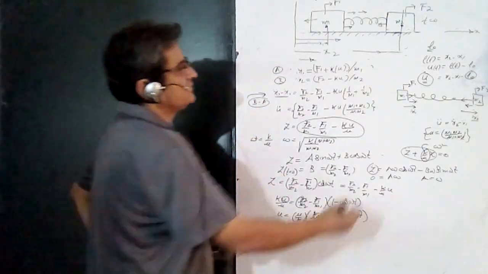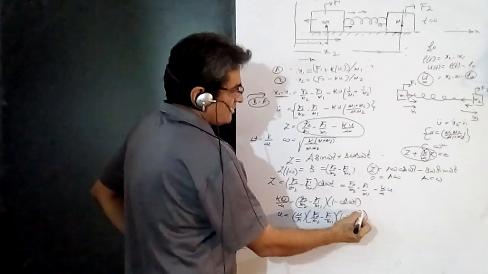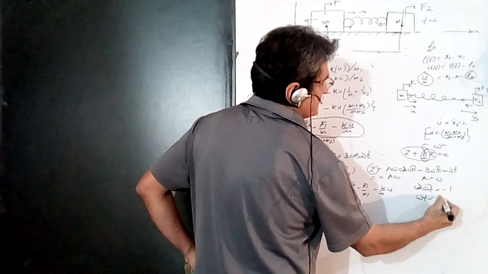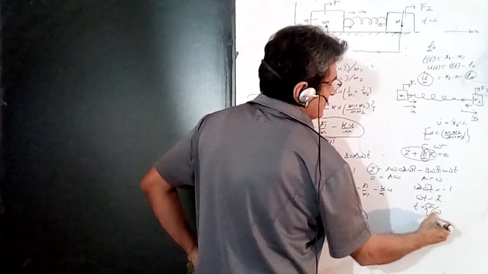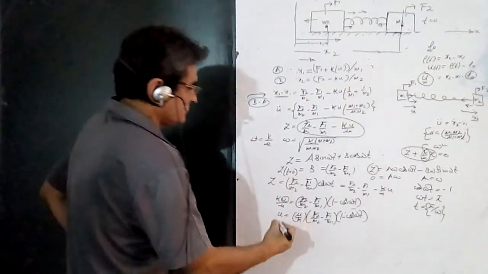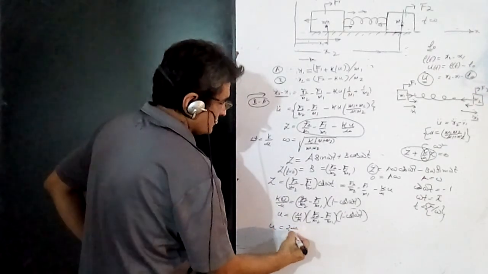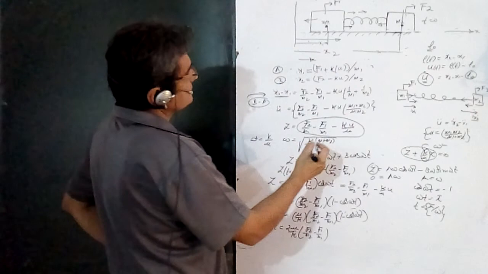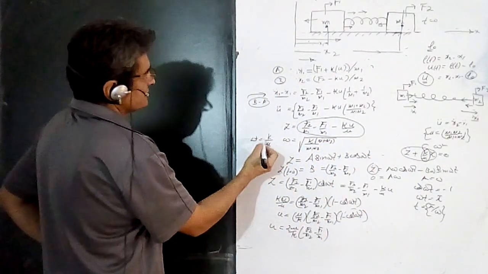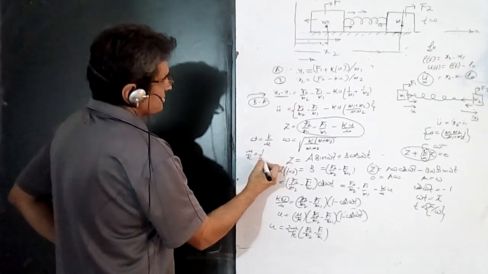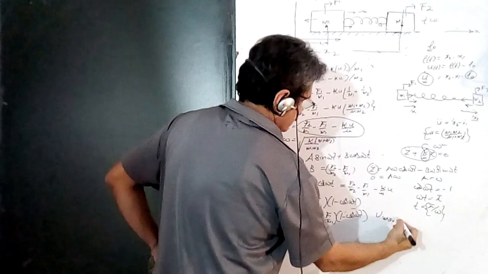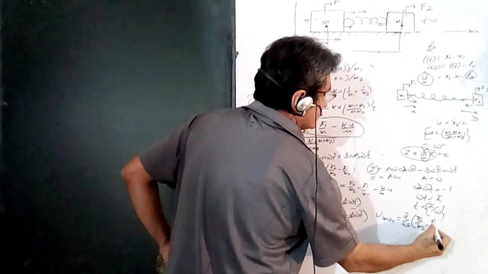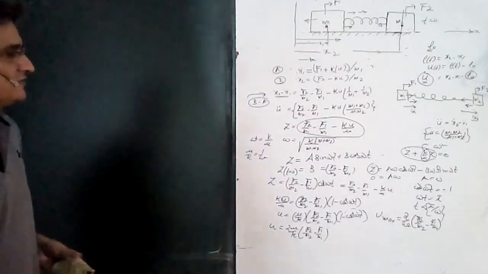When will this u be maximum? Please note, u is extension. It is maximum when cos omega t is minus 1, or omega t is equal to pi. So at t is equal to pi by omega, I get the maximum extension, and it becomes u is equal to twice mu upon k times f2 upon m2 minus f1 upon m1. And what is mu upon k? We got this from omega square. Mu upon k is equal to 1 upon omega square. So u maximum is equal to twice upon omega square times f2 upon m2 minus f1 upon m1. And this is my answer as far as the first method is concerned.